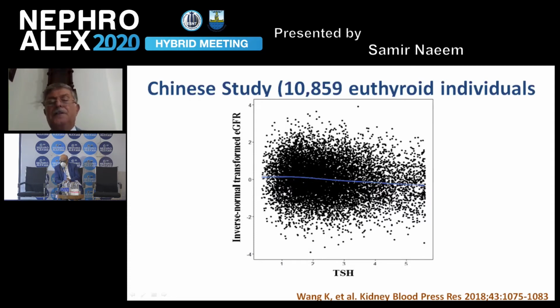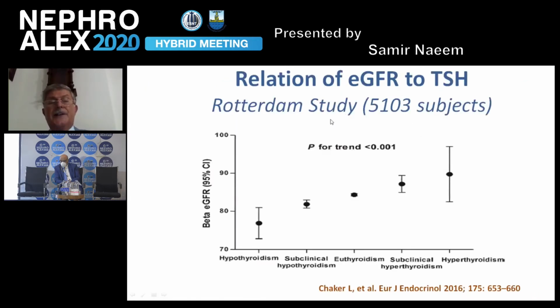And these are different trials in euthyroid patients. In this interesting study from the Netherlands, they have shown that in patients with hypothyroidism, the GFR is lower than in patients with hyperthyroidism.